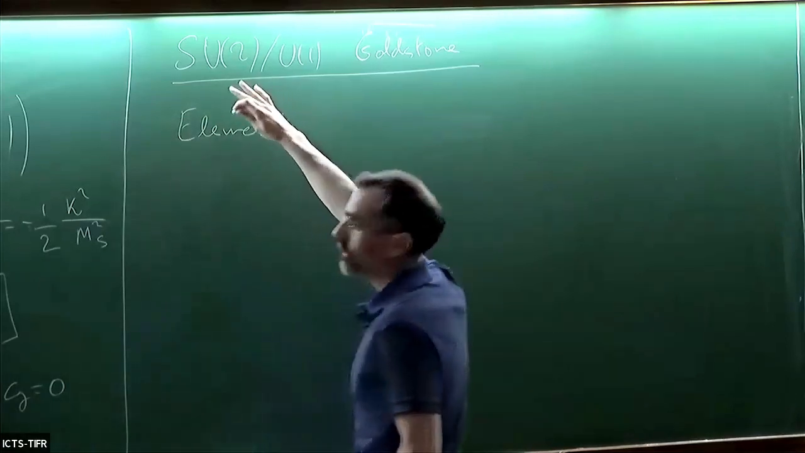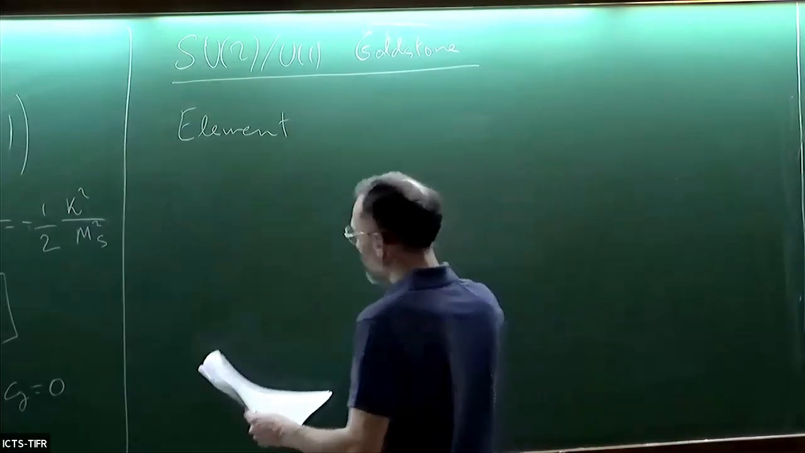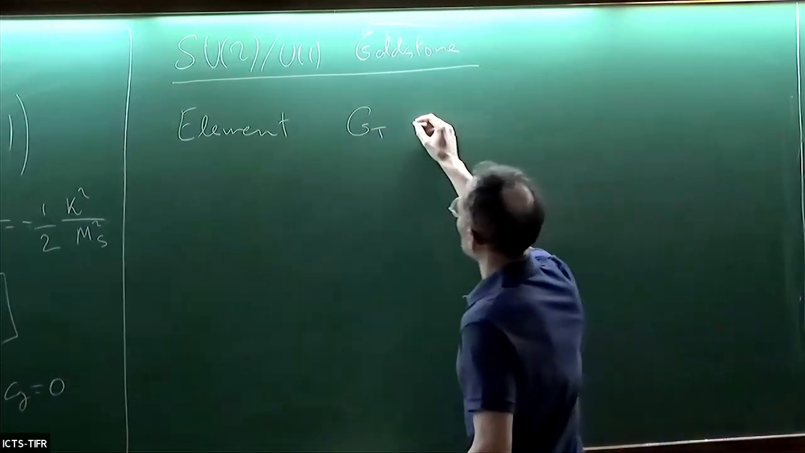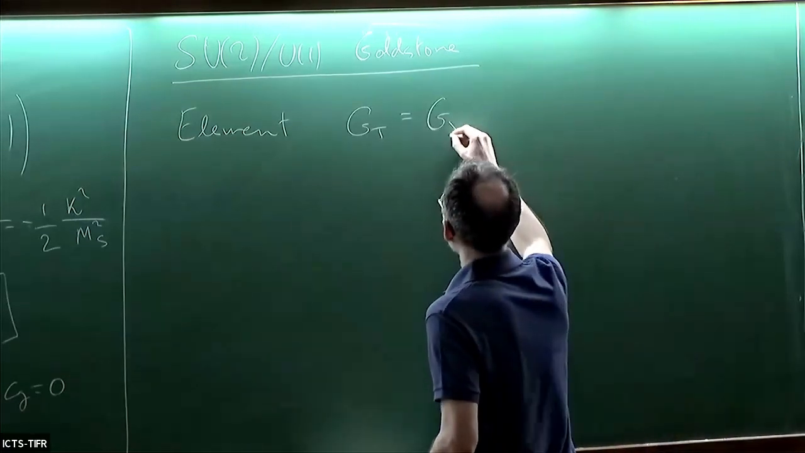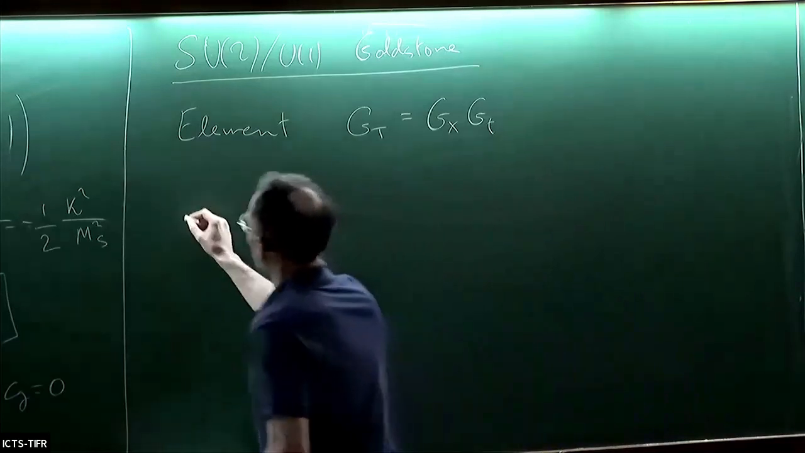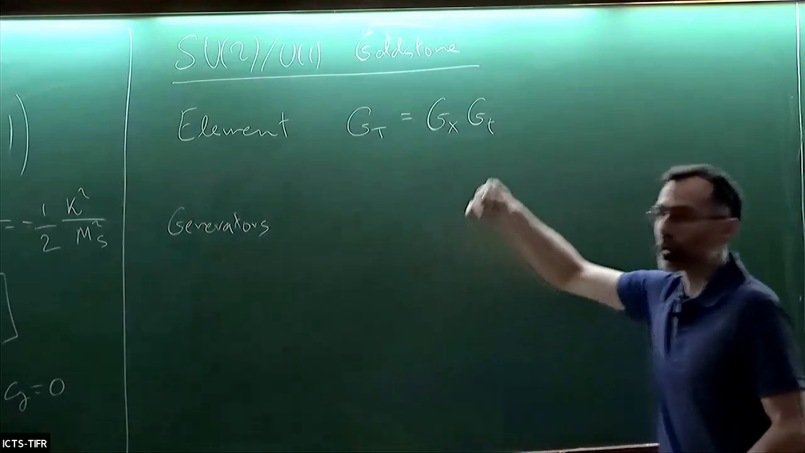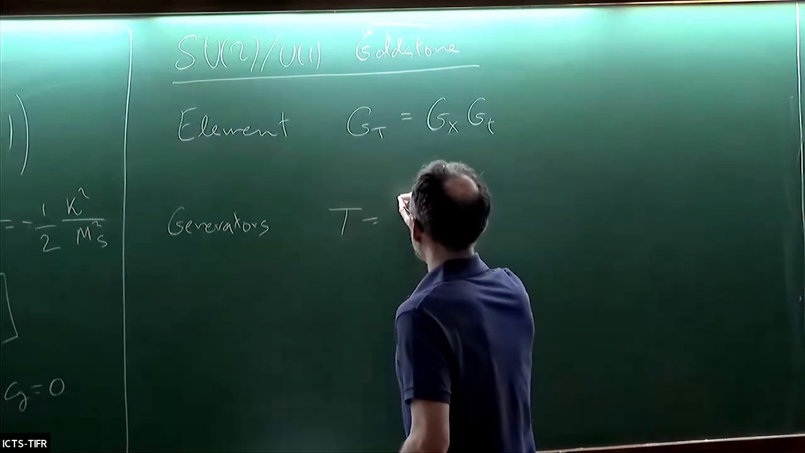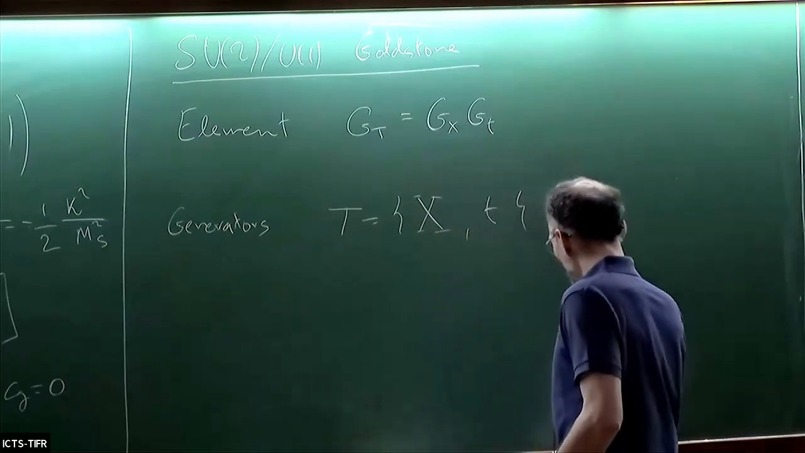And this is true for any group structure, not just that. An element of the group can always be factorized. The element we'll call G, capital T, I'm not sure why I used that, but that's what it is now, can always be factorized into a broken and unbroken part. I'm going to call the broken one G_X and the unbroken one G lowercase t. To be a bit more specific, there are generators of that full, original group. I'm going to call them capital T, and they consist of broken generators X and lowercase t unbroken.